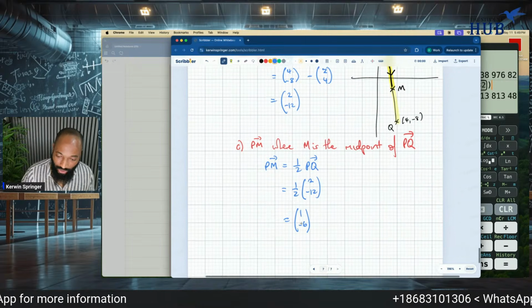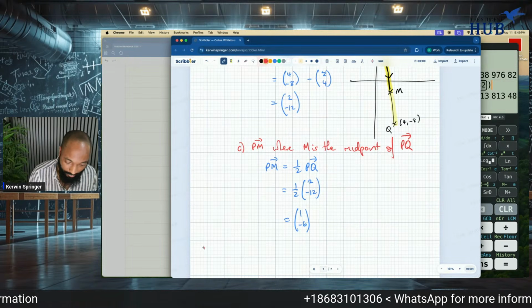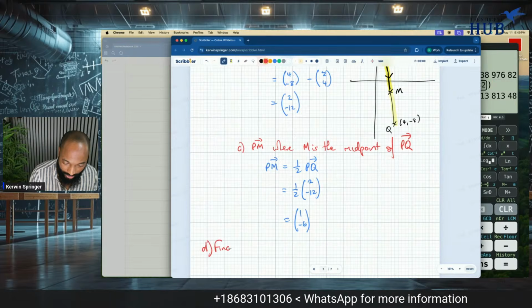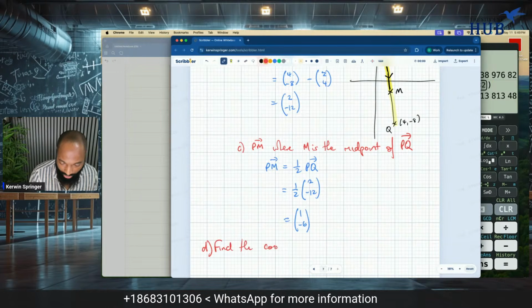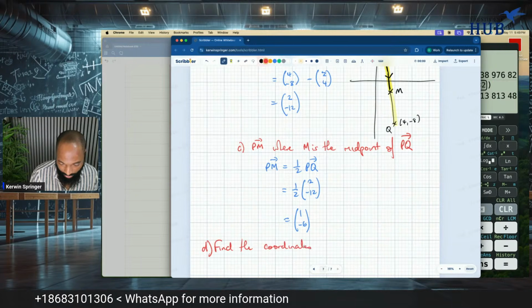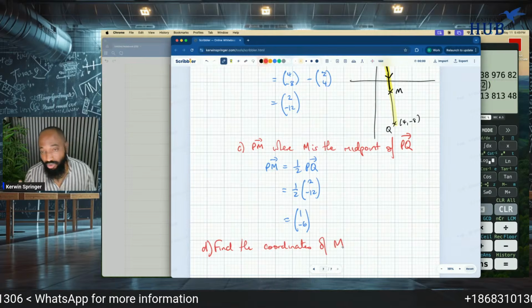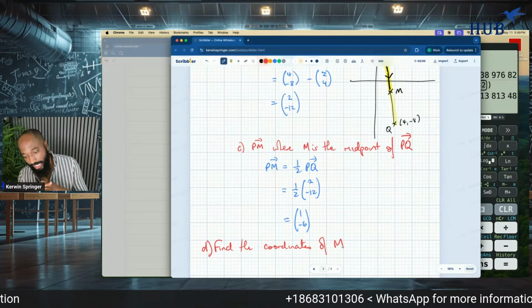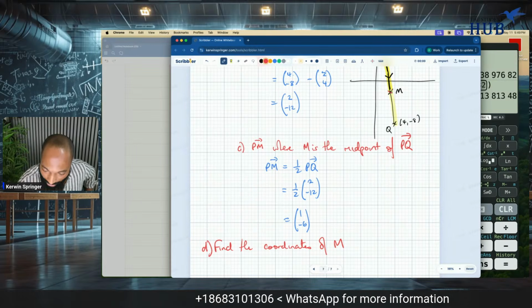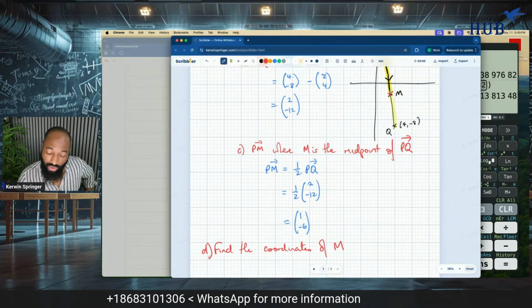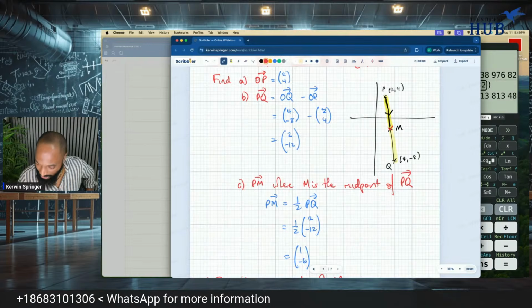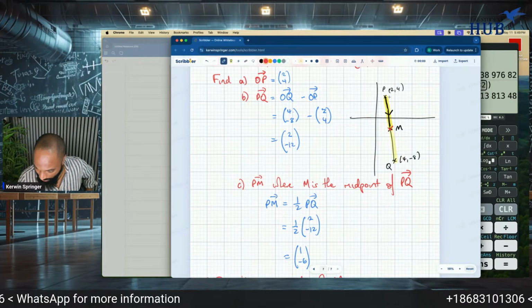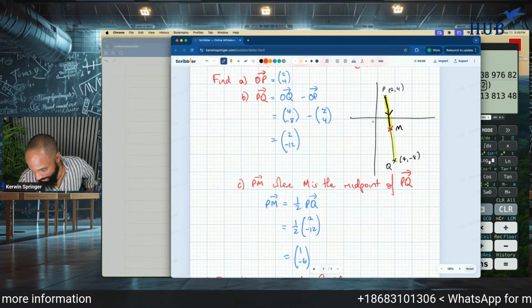What if they ask you to find the coordinates of M? There are 2 routes to take in a situation like this. We literally want to find what M is. You can literally just take the 2, 4, OP, and add PM to it, and that will be OM.